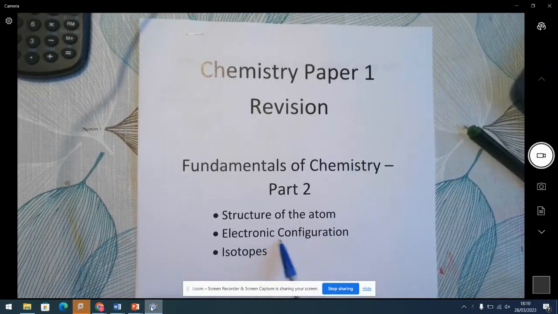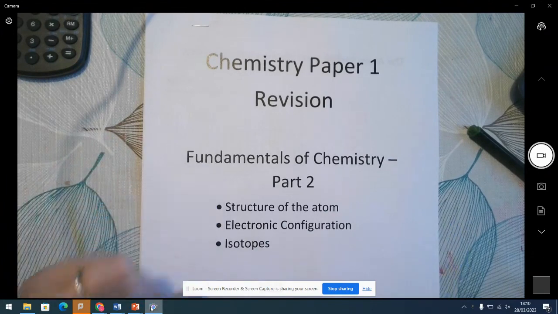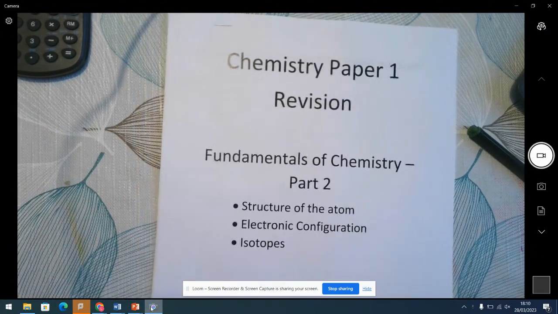We're then going to talk about electron configuration, being able to draw atoms, for example. And then we're going to talk about isotopes and what isotopes are. And in particular, we're going to look at the isotope calculation that you are expected to be able to do.